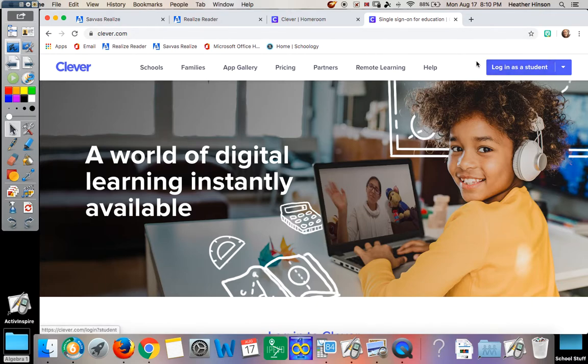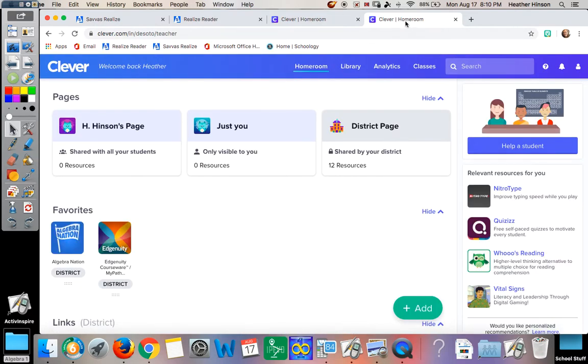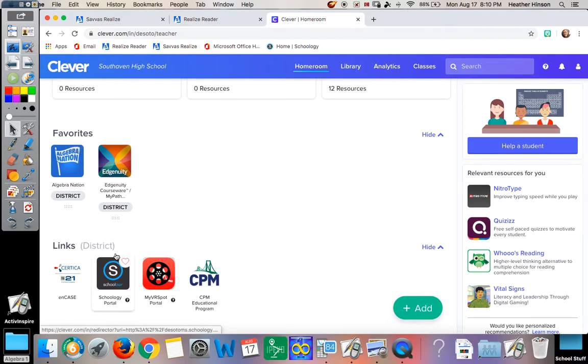You're going to click log in as a student over here in the right top corner. And then it's going to ask you to type in the school. So type in South Haven High School, and then it's going to ask for your lunch number. I've already logged in with my number, so it's going to take me to my page. Yours is going to look a little different because you're not going to have the teacher side of it, but you're going to have all of these apps down here.